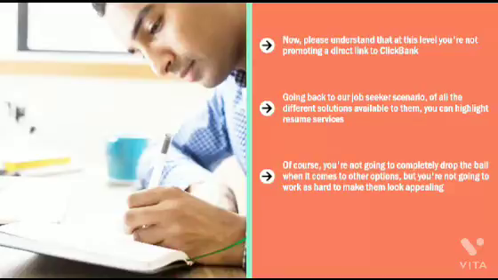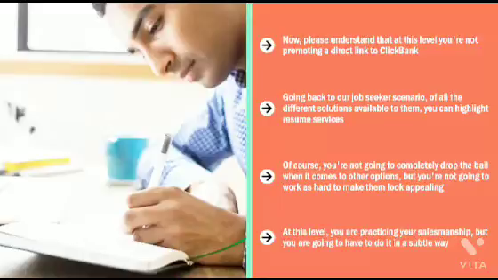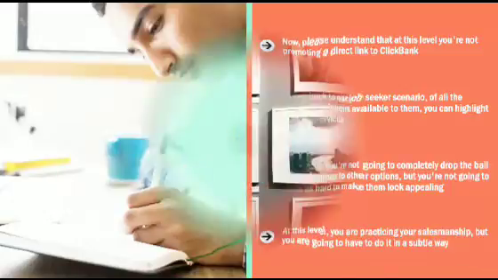Do you see how this works? At this level, you are practicing your salesmanship, but you're going to have to do it in a subtle way. You cannot be obvious. While you're not blatantly promoting a specific product, you are directing the mind and the attention of your prospect to a specific set of options.